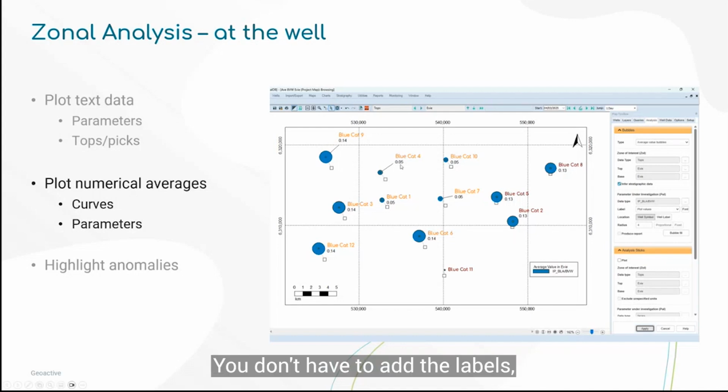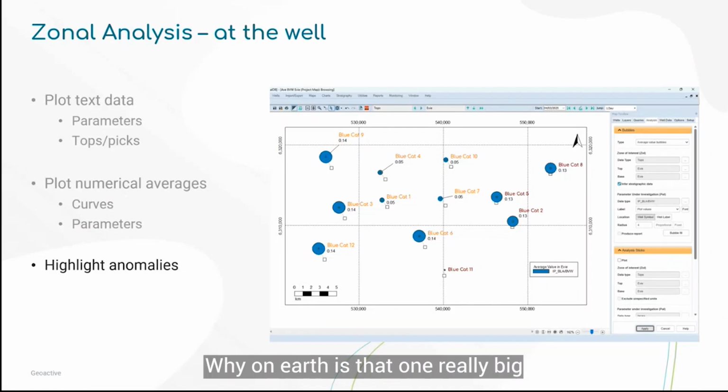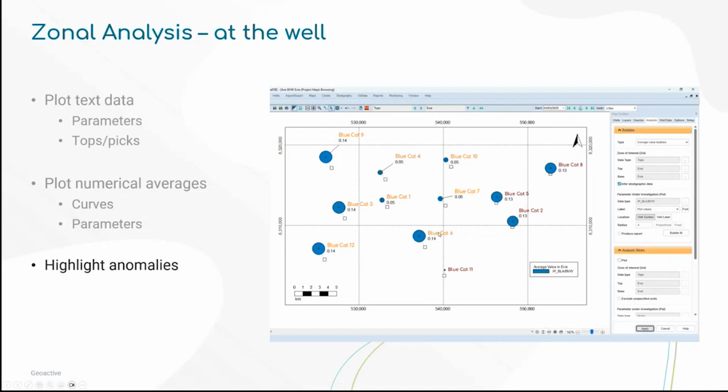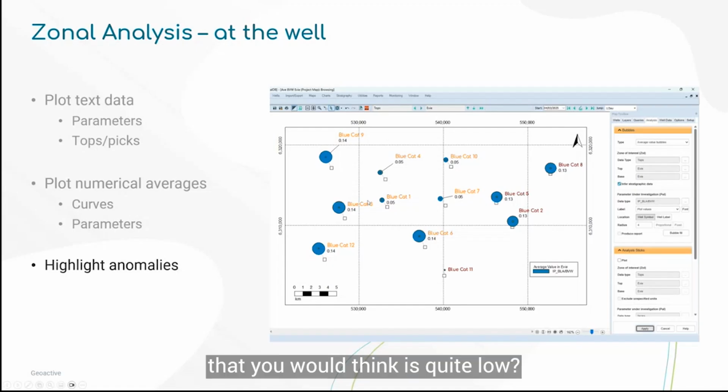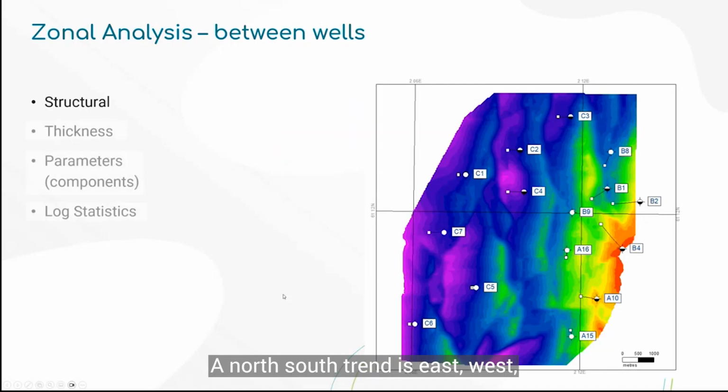You don't have to add the labels, but you can see where you've got small numbers versus the higher numbers. And again, identifying any anomalies. Why on earth is that one really big in this zone that you would think is quite low? Or is it a north-south trend or not a north-south trend? Is it east-west? So between the wells, right? The interpolation between the wells.